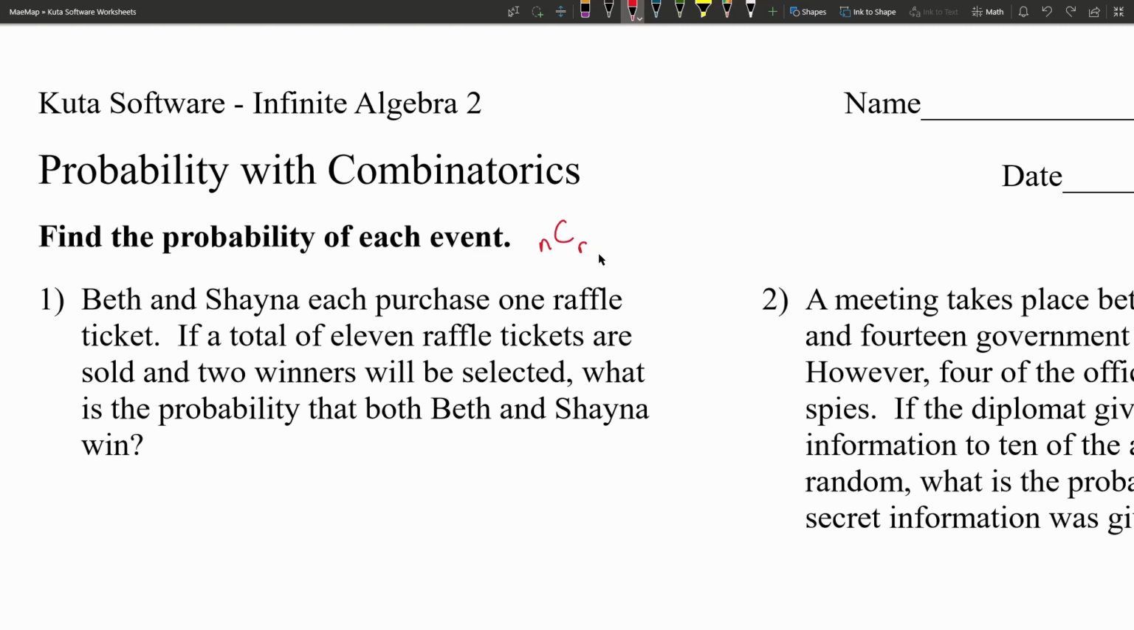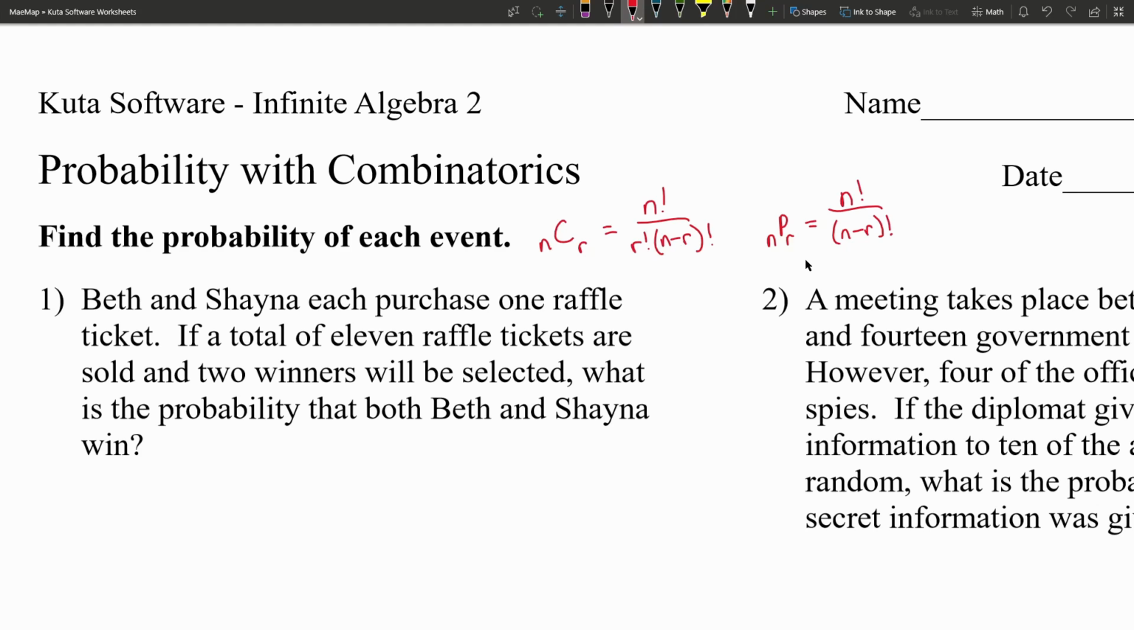In choosing r out of a total of n samples, selecting r is going to be n factorial all over r factorial times n minus r factorial. The combinations are used when order doesn't matter. Next, permutations, nPr. That's going to be n factorial all over n minus r factorial. This is used when order does matter.